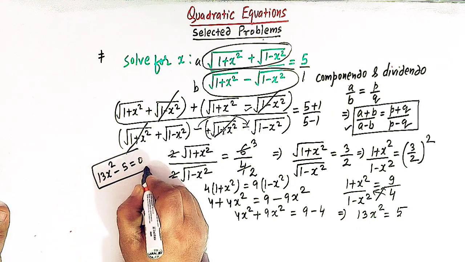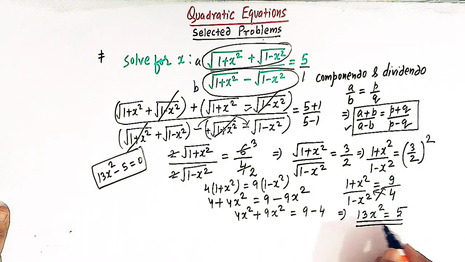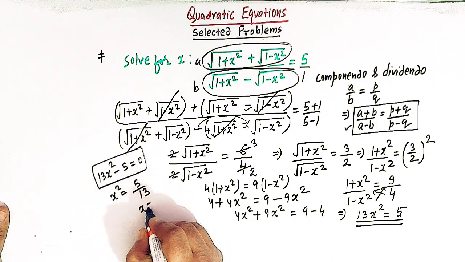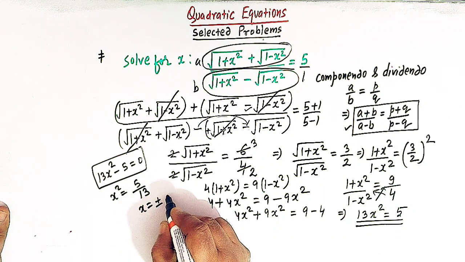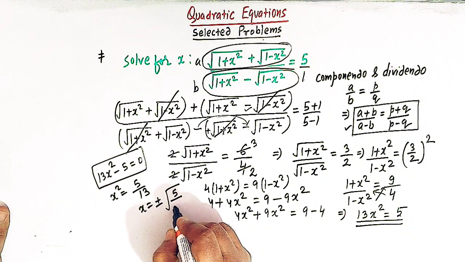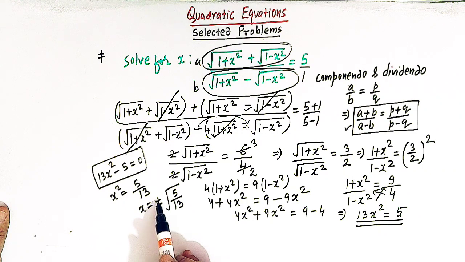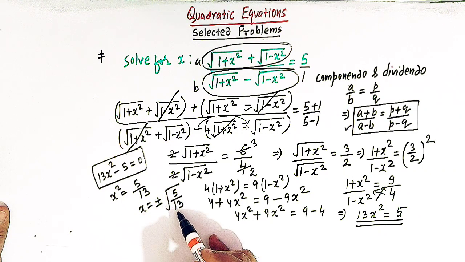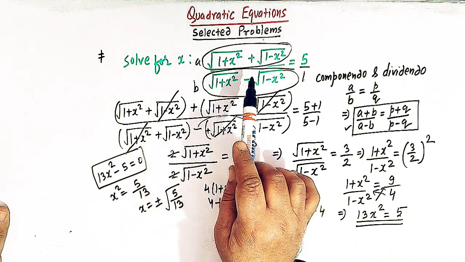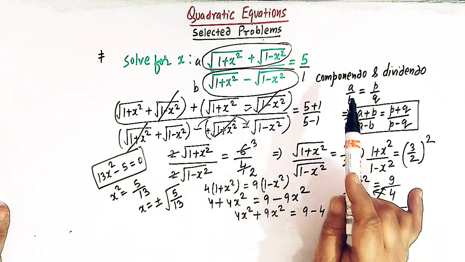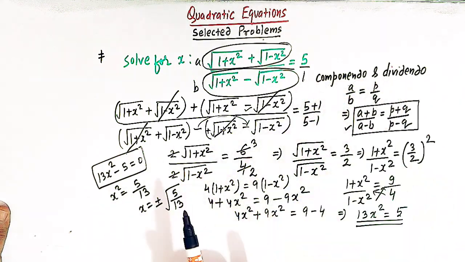So this is a quadratic equation, right? Writing x² as 5 over 13 and taking the square root of both sides, we have plus minus square root of 5 over 13. So this is the solution of this equation, which reduces to the quadratic equation with the help of the concept of componendo and dividendo. The value of x is given by plus minus square root of 5 over 13.